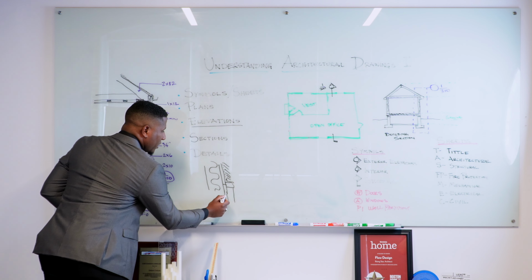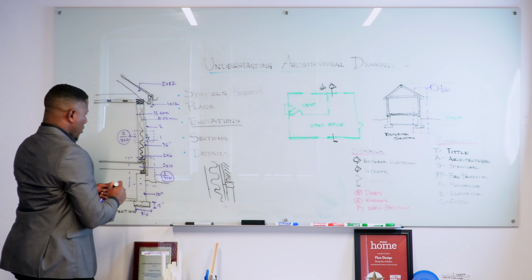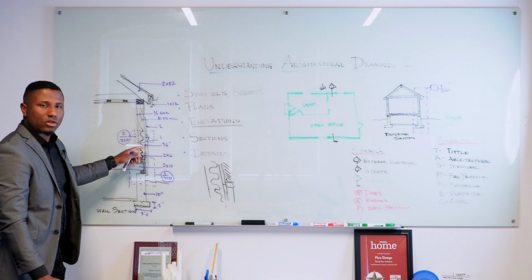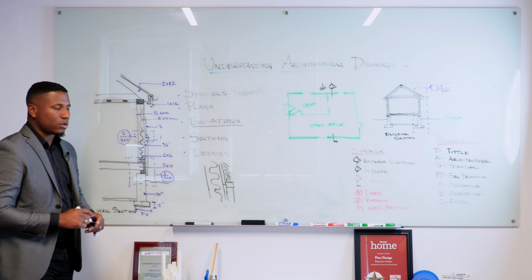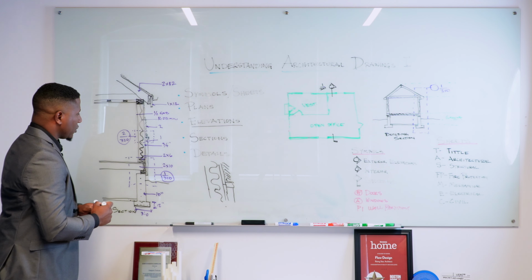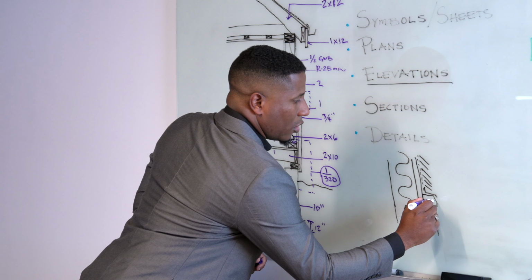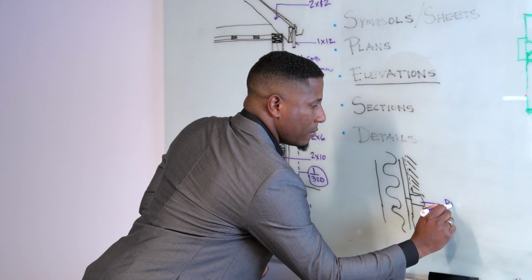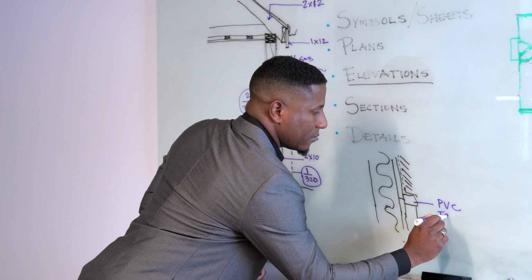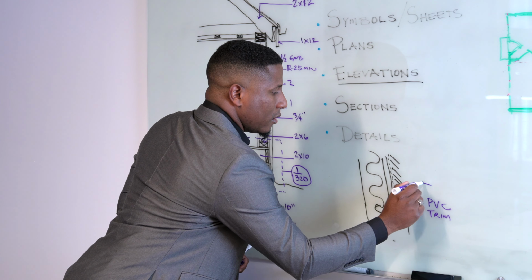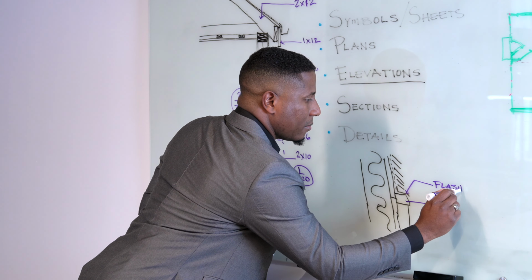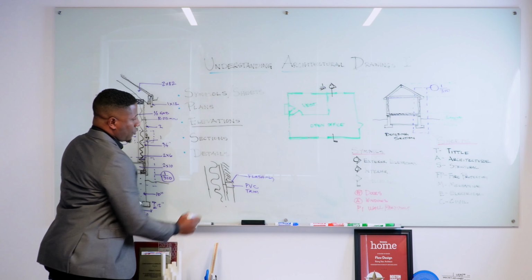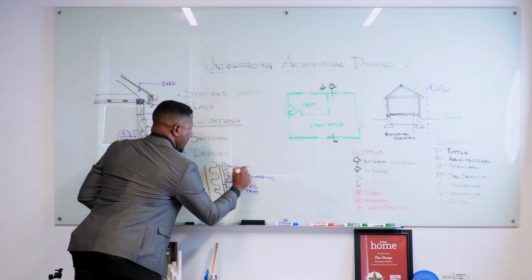So with this detail, you are able to understand the relationship, in this condition, in this change of siding between a vertical siding and just a horizontal vinyl siding. So very, very important. If we enlarge this, we can say that this is your PVC trim. Then this is your flashing detail there, very important. Then you have your siding.